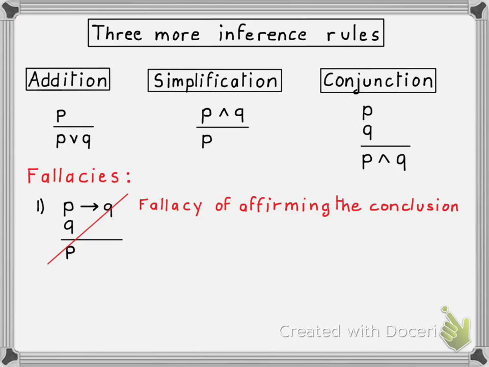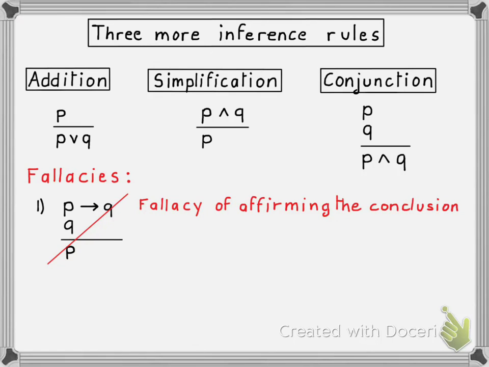Notice one way to make this fallacy into a rule of inference is to swap the order of P and Q. In other words, instead of using P implies Q, if you had the converse, namely Q implies P, then you would be assuming the premise of that conditional and you would be basically using the modus ponens. So make sure to remember this fallacy and to never use it in an argument or proof.